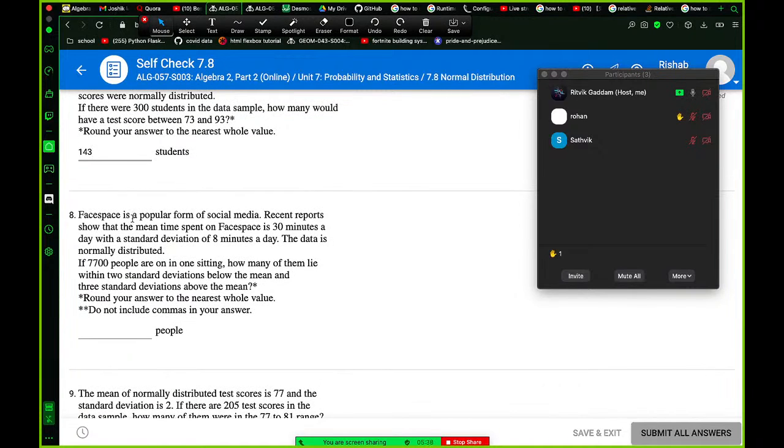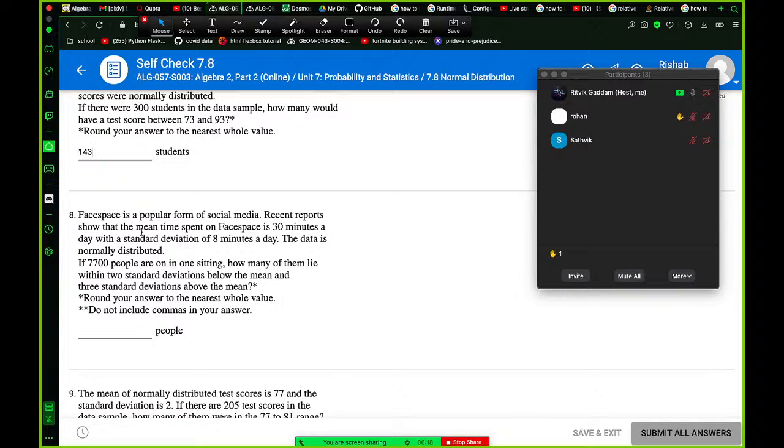Face space. What does that sound like? Face space is a popular form of social media. Recent reports show that mean time spent on face space is 30 minutes a day with a standard deviation of 8 minutes a day. The data is normally distributed. I'm pretty sure most people spend more time than that on face space. And so if 7,700 people are on in one sitting, how many of them lie within 2 standard deviations below the mean and 3 standard deviations above the mean.